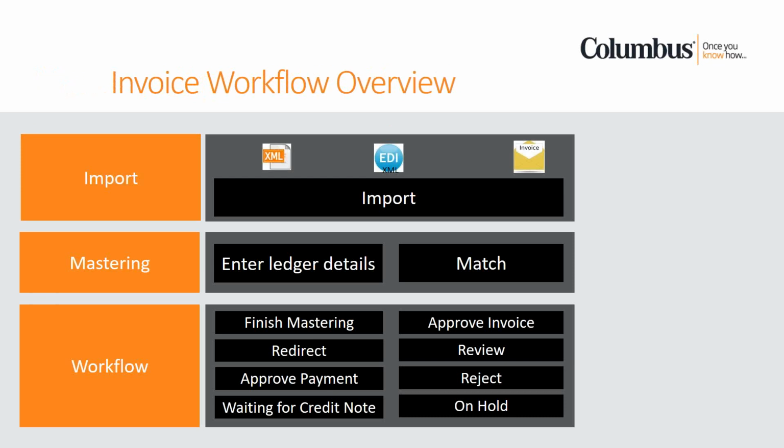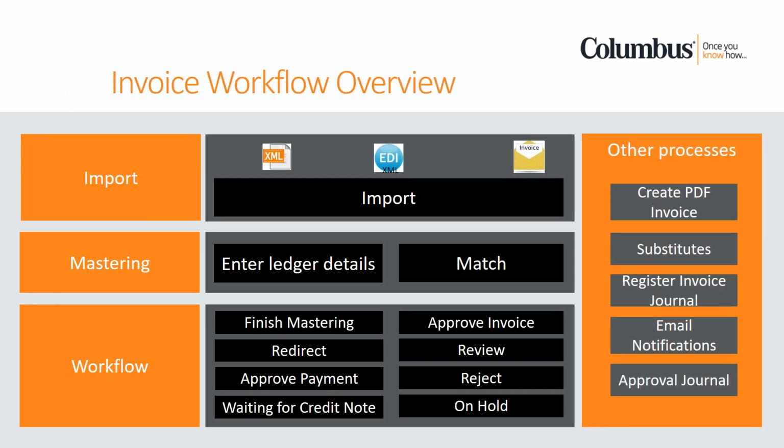And so that's the heart, right? It's in the name of the product, it's the heart. So inside that workflow, you can finish mastering if there are some sections that need to be done. And then inside the workflow, you've got all the things that you would expect to see in a workflow. You can approve invoices, you can reject invoices, place them on hold if need be to get some more information, you can review them, you can redirect them. So lots of powerful tools inside the workflow. And then some other supporting processes, email notifications, and other pieces that just assist and make the whole process work a little bit smoother.